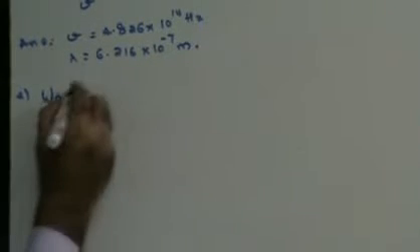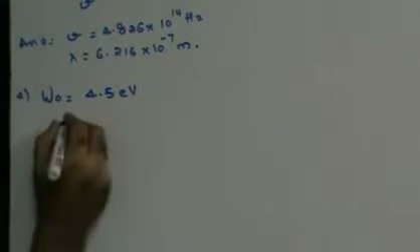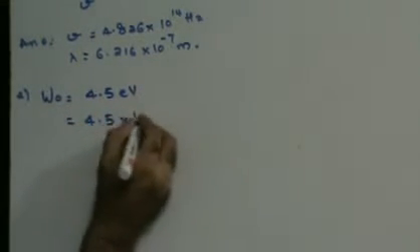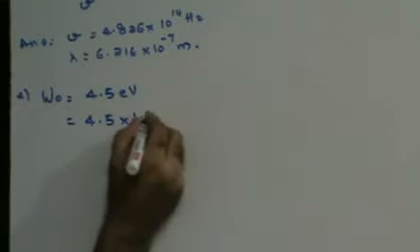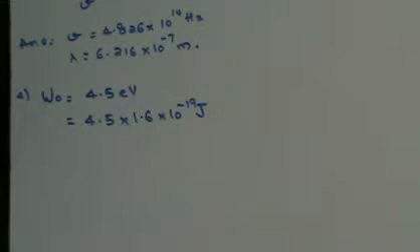Next, take down next sum please. The photoelectric work function of tungsten is 4.5 electron volts. Calculate the threshold frequency and the threshold wavelength.